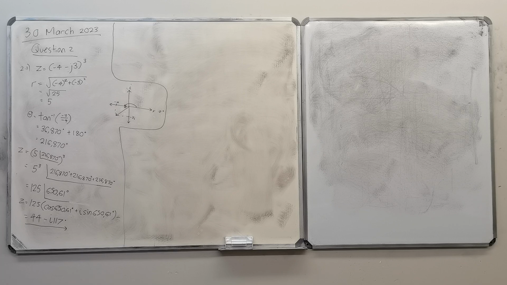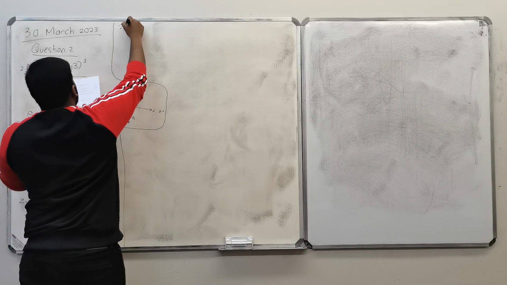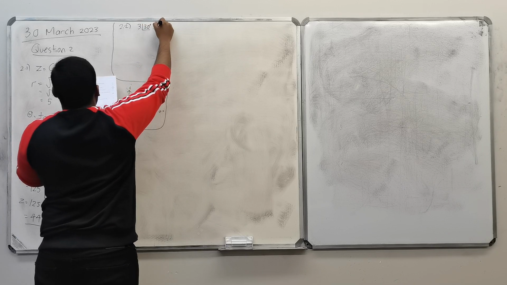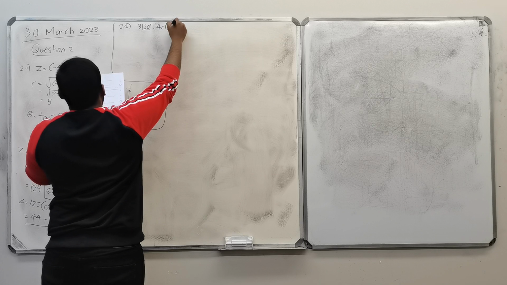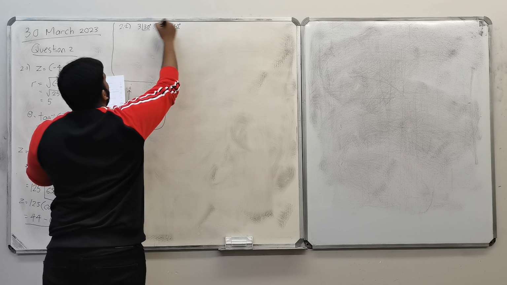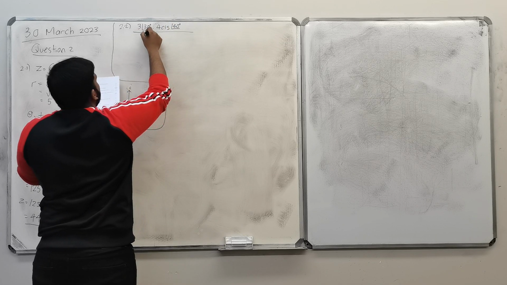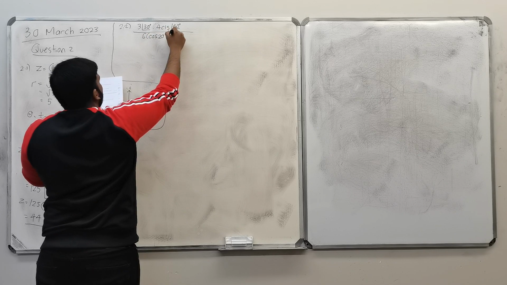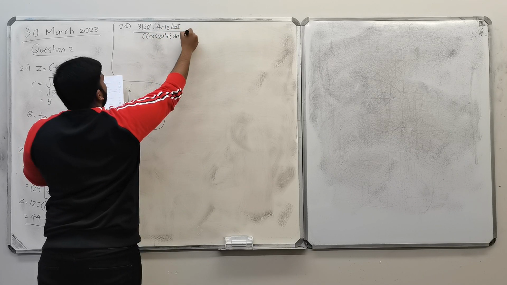Okay, guys, I'll give you a time to take it down. Let me go on to the next one, right? So the next one they ask you to simplify 3 cis 30 degrees times 4 cis 40 degrees, all over 6 (cos 20 degrees plus i sine 20 degrees).